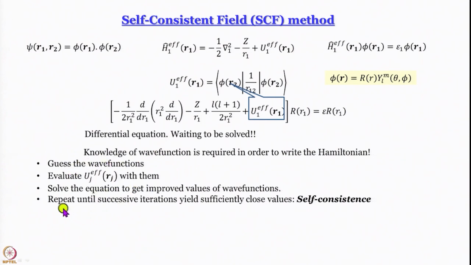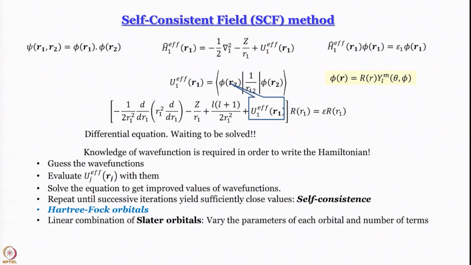Okay. So, when there is not much change in successive iterations, then you have what is called a self consistent field, right. The field that you have generated is now self consistent, and that is as good as you can get using the wave functions that you have chosen to work with, right. So, the orbitals that you thus generate are called Hartree-Fock orbitals, right, and usually the guess functions that you use are linear combinations of Slater orbitals, right.